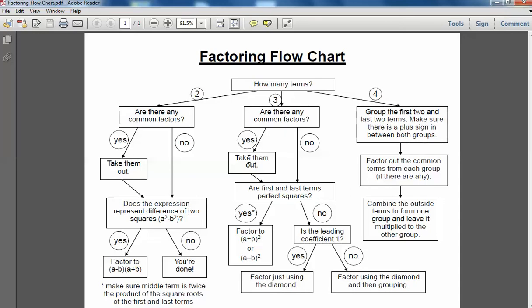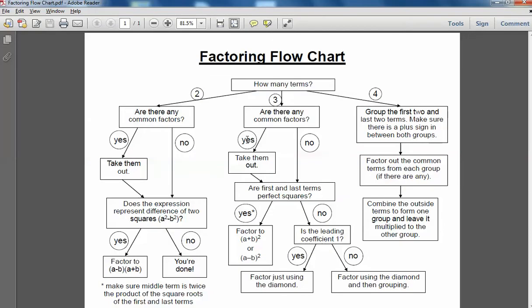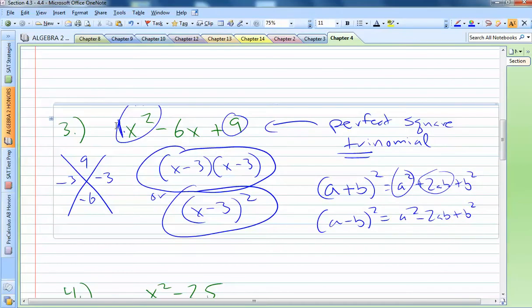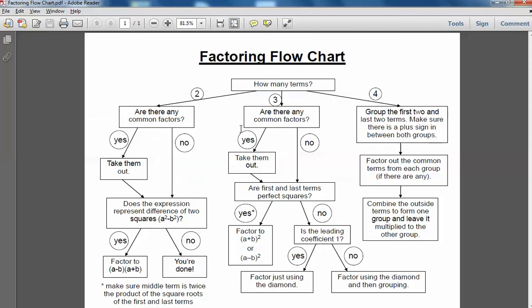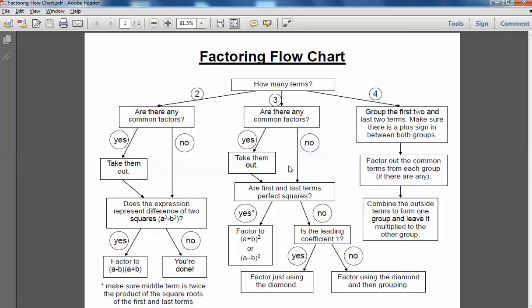In fact, there's actually a really cool flowchart that I made a long time ago. If we look at this flowchart, the way it would work is you'd ask yourself how many terms you're given. So obviously in number 3, I was given 3 terms. Are there any common factors among the 3 terms? Well, they had none in common. Are the first and last terms perfect squares? In that case, the answer was yes. X squared and 9 are perfect squares. And then there's a little asterisk. Make sure the middle term is twice the product of the square roots of the first and last terms.